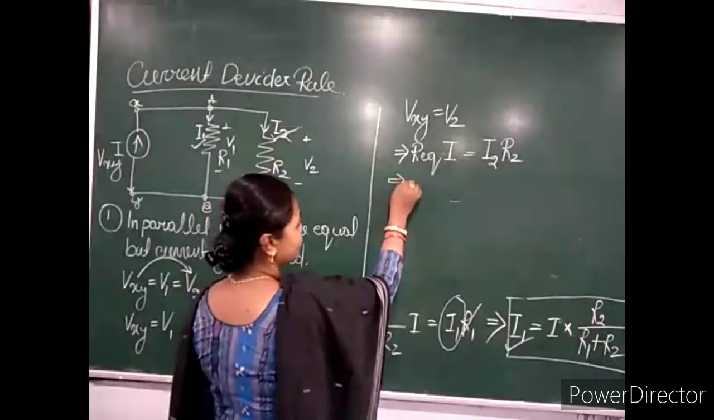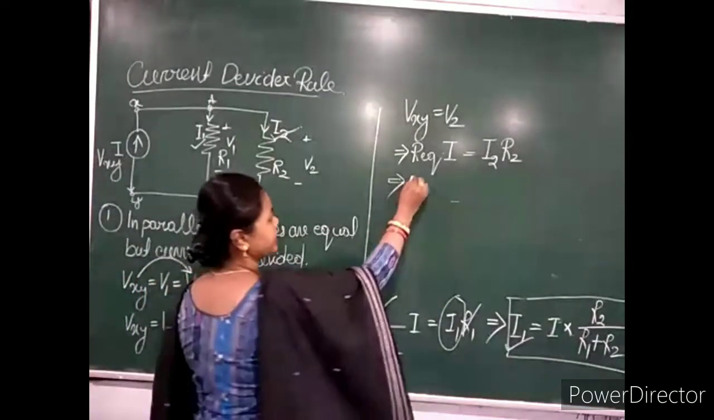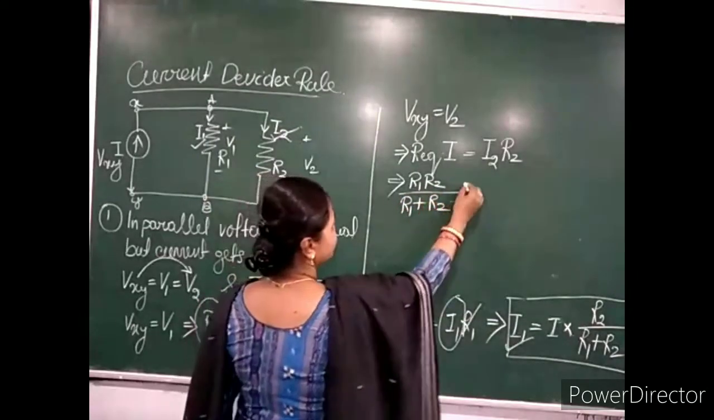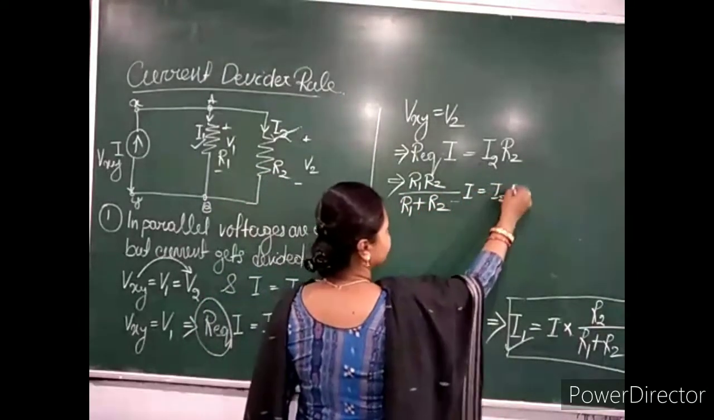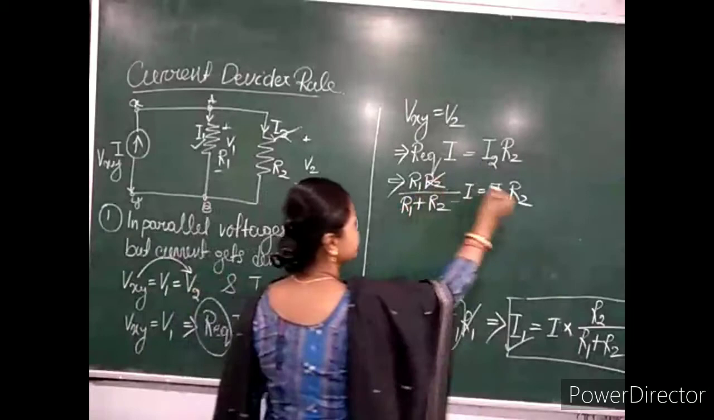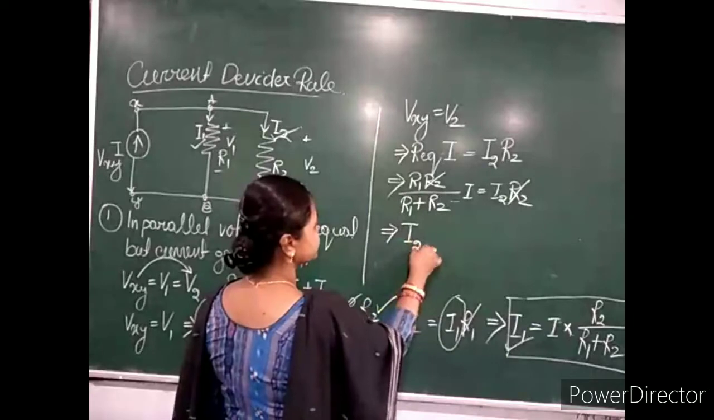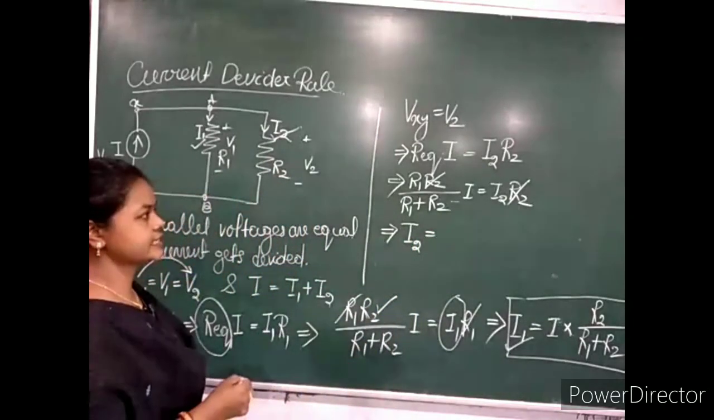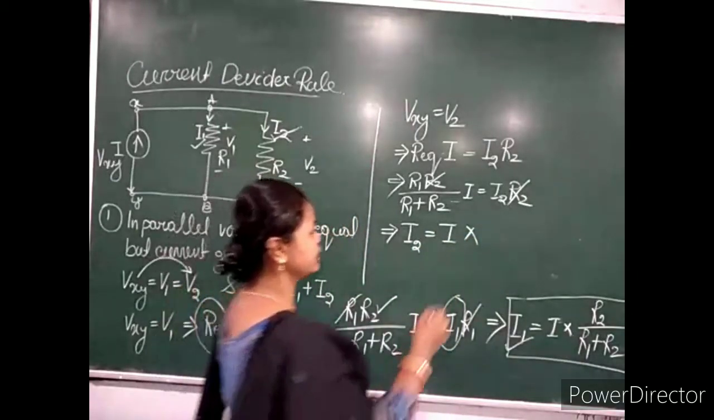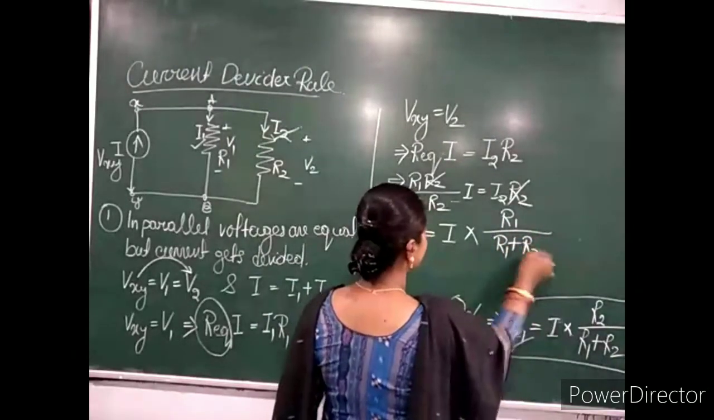What is R equivalent? Already we found that value, that is R1 into R2 divided by R1 plus R2. On both the left hand side and right hand side of this equation, we cancel R2. So finally I get the value of I2, which is the current flowing through the R2 resistance, which is given by total current into its opposite branch resistance R1 divided by R1 plus R2.